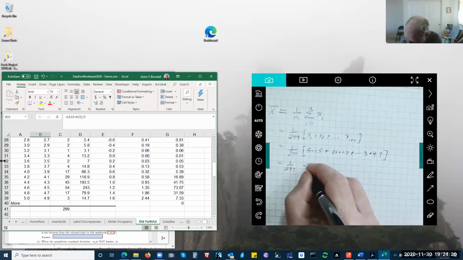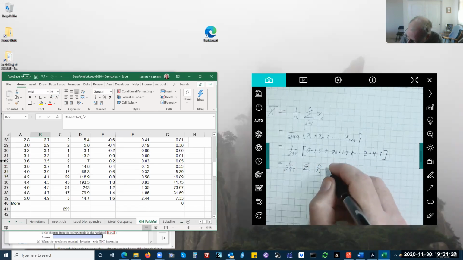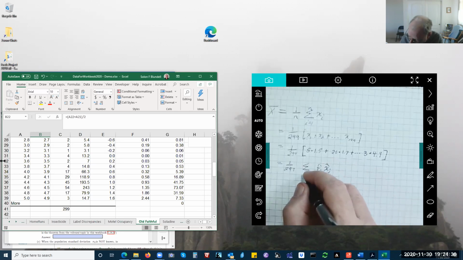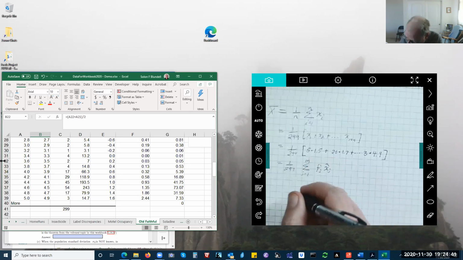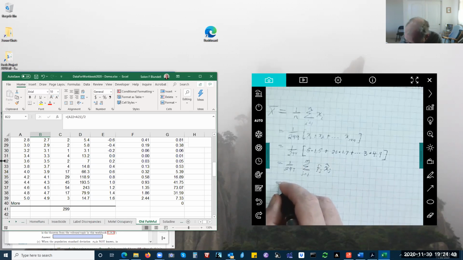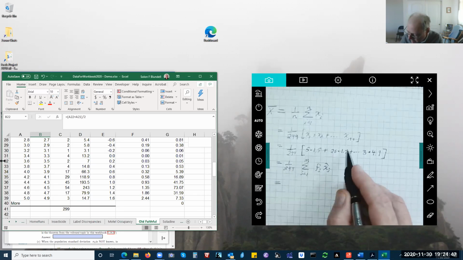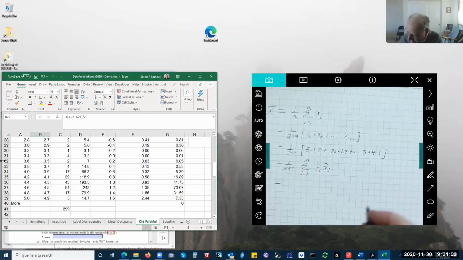So in symbols, we're taking all the frequencies times the class mark. First frequency times the first class mark, second frequency times the second class mark, up to however many classes there are.